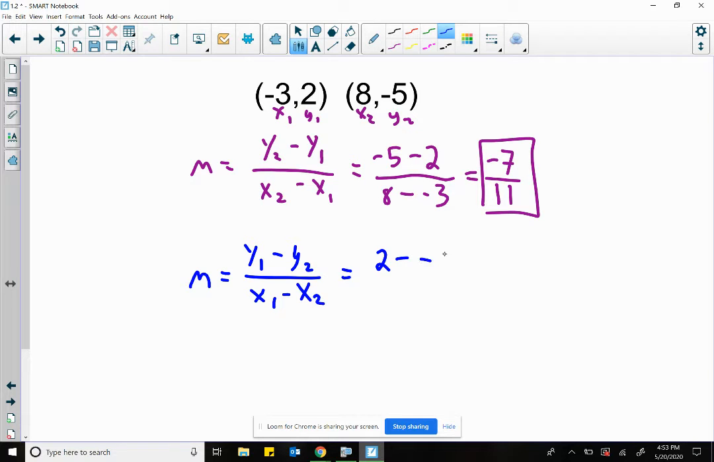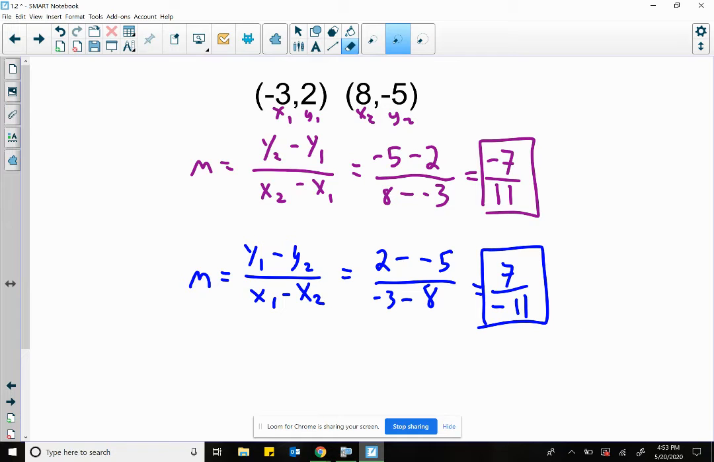x2 is a negative 5. So you can see, as I said, this becomes a positive 7. Down below, your x1 is negative 3 minus your x2 is 8. That becomes a negative 11. Both of these are the same answer.